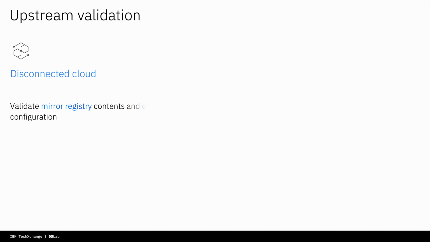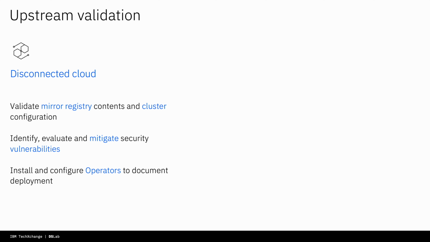Importantly, this cluster is disconnected from the cloud catalogs and configured to only source images from the local registry, effectively simulating our air-gapped network. This upstream phase isn't just about validating the registry contents. It's where we identify, evaluate, and mitigate security vulnerabilities early in the lifecycle. In addition, we also install and configure our core operators. This process enables us to refine and prove our procedures.